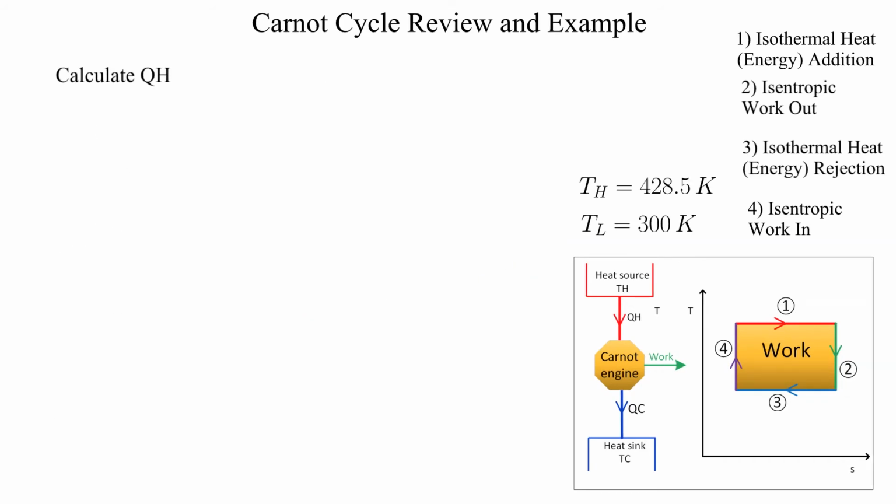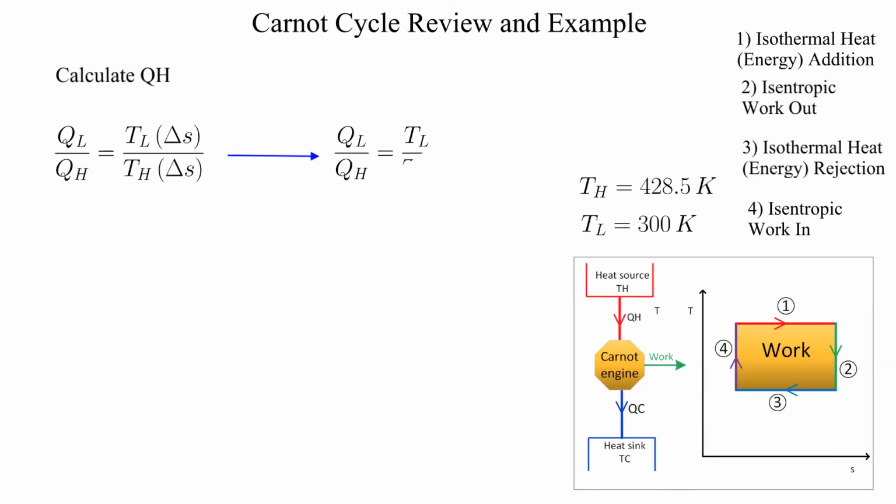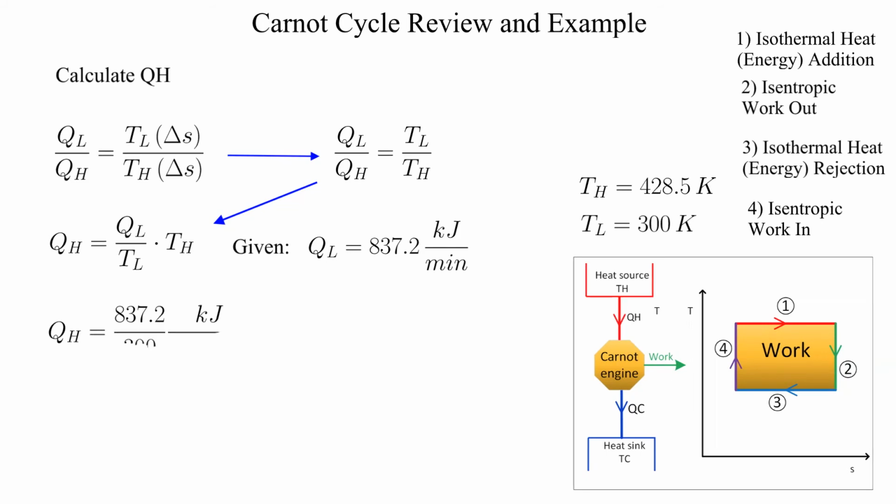Let's calculate the isothermal heat addition. Again, the change in entropy for the heat addition and heat rejection processes are the same for a Carnot cycle. Taking the ratio of the heat addition to heat rejection allows us to solve for the heat addition since we know the heat sink temperature and the heat rejection rate. The heat addition rate is 1,196 kilojoules per minute.